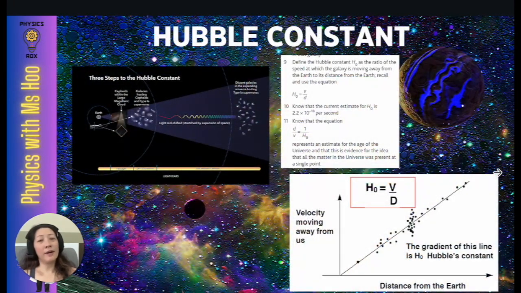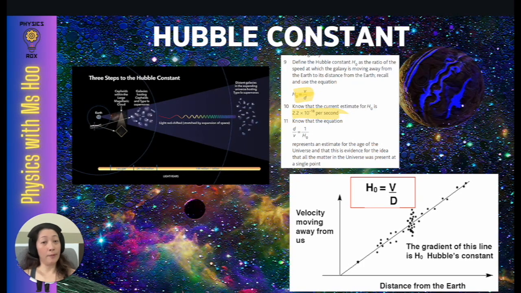You also need to know about the Hubble constant. The Hubble constant is the ratio of the speed at which the galaxy is moving away from Earth to its distance from the Earth. This can be taken from the formula given here, which is H0 equals v over d, where H0 is the Hubble constant, v is the speed at which the galaxy is moving away from us, and d is the distance of that galaxy from Earth. You must also know the current estimate for the Hubble constant, which is about 2.2 times 10 to the power negative 18 per second.